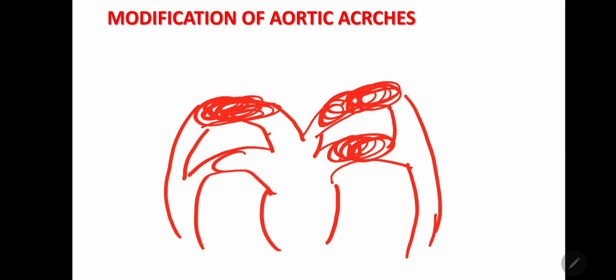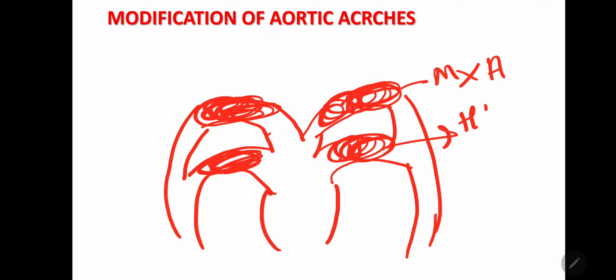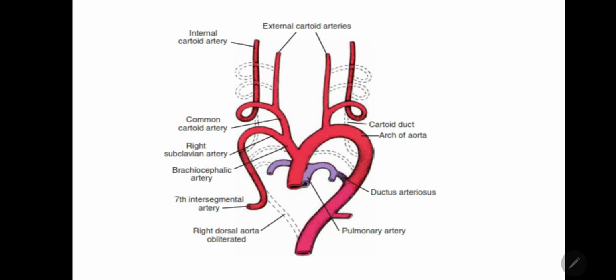They undergo degeneration, leaving behind the maxillary artery, hyoid artery and stapedial artery. So the first arch artery will form the maxillary artery, and the second aortic arch will form the hyoid artery and the stapedial artery. They will degenerate. So the first and second aortic arch arteries are the first to develop and disappear, leaving some remnants in the adult arterial system. You can notice here.